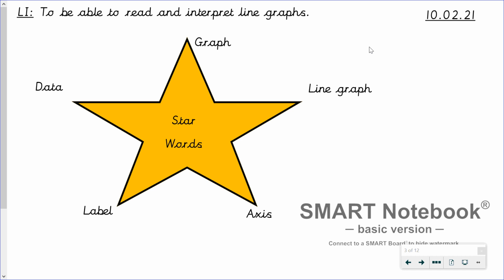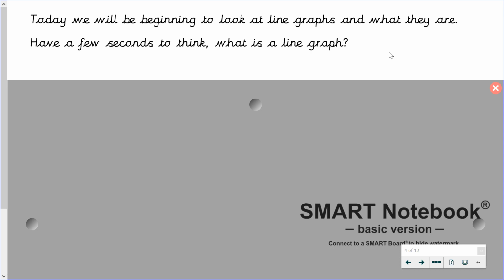Our star words today: graph, line graph, axis, label, and data. All parts we're going to talk about. So today we're going to look at line graphs and what they are. So I just want you to take a few seconds and have a think, what is a line graph? I'm going to give you an awkwardly long silence to think about it.